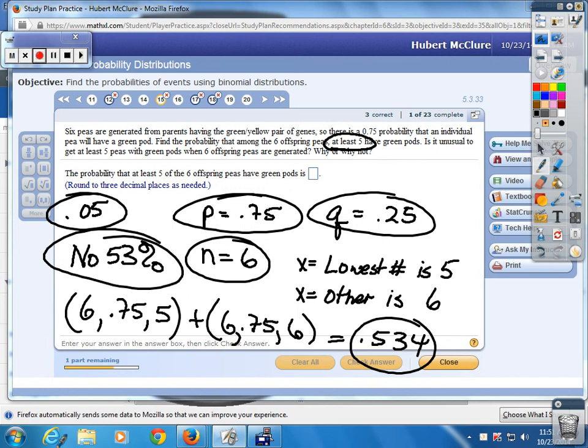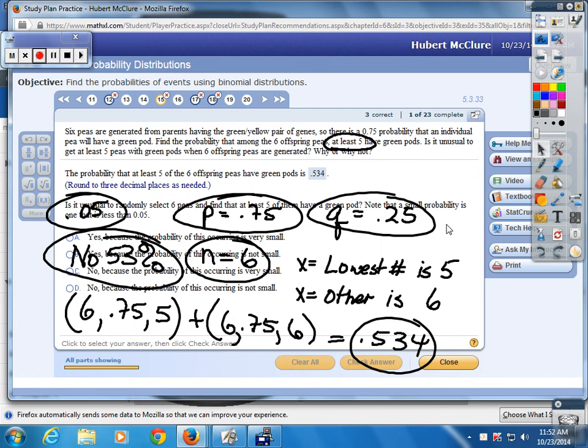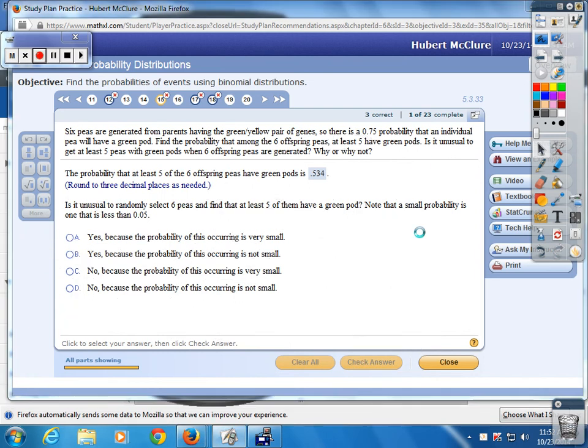So we put in 0.534 and we feel good about ourselves. And I would say no. The probability is greater. Is it unusual? No, it is not unusual because the event is not what? Small.